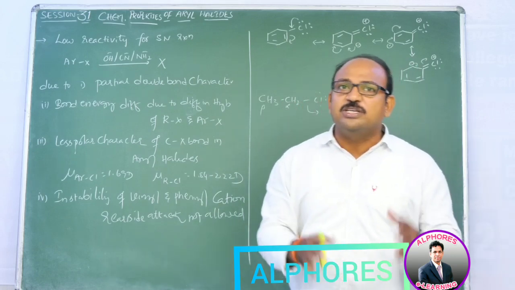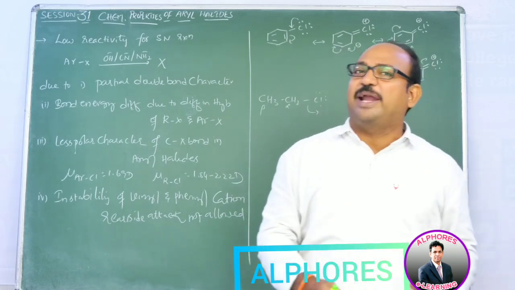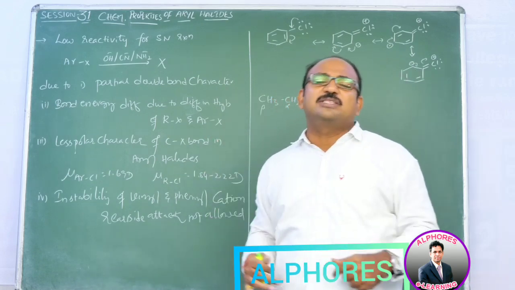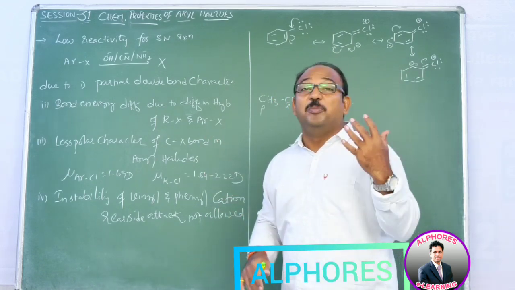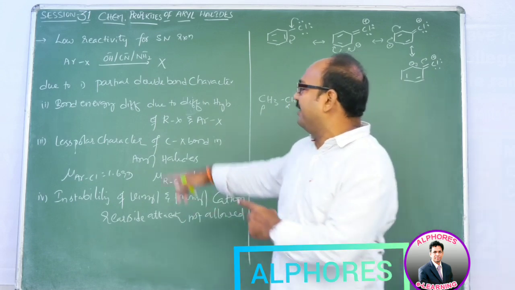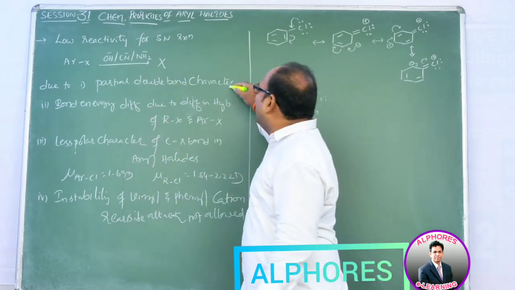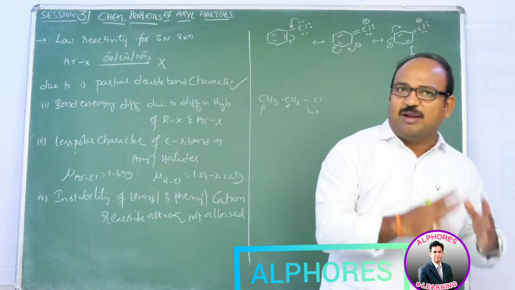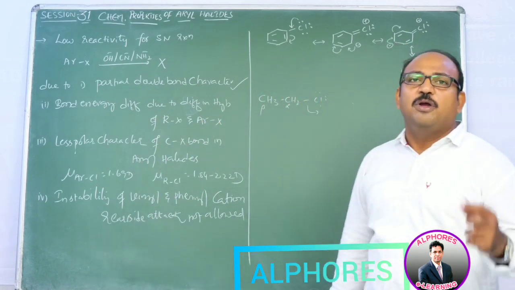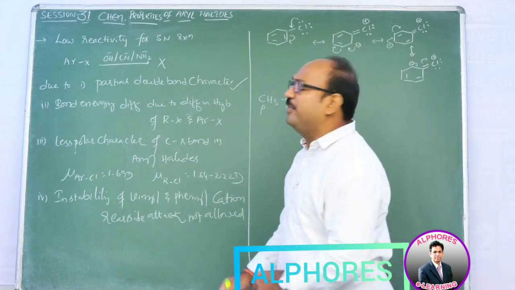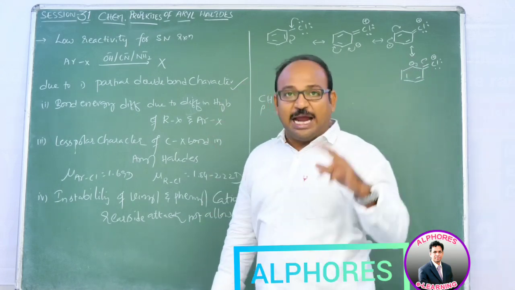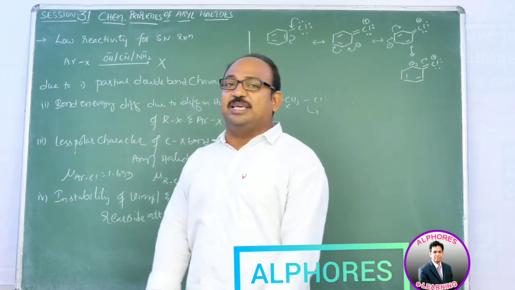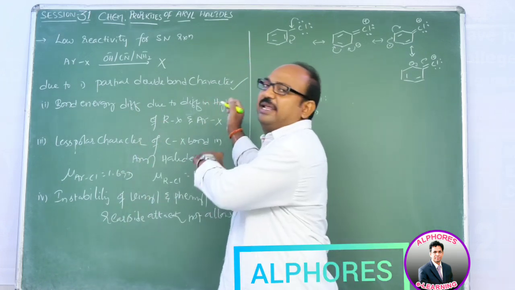Even though we are using strong nucleophiles like OH minus, CN minus, NH2 minus, nucleophilic substitution reaction does not take place because of 4 points. The first one is due to partial double bond character between carbon and chlorine, or carbon and the leaving group, because of partial double bond character between carbon and halogen. And the second point is due to the high difference in bond energies of alkyl halide and aryl halide.